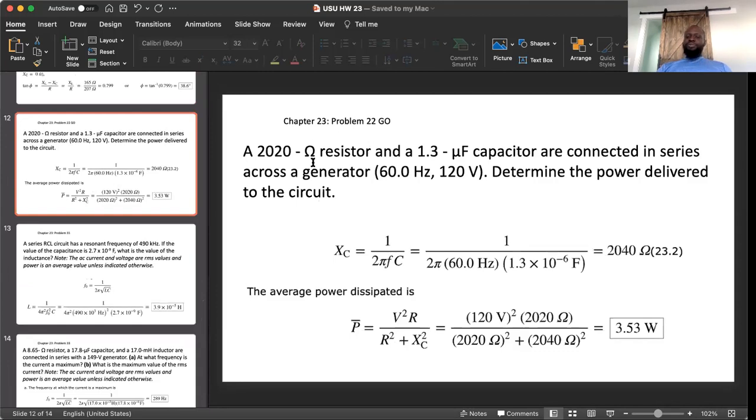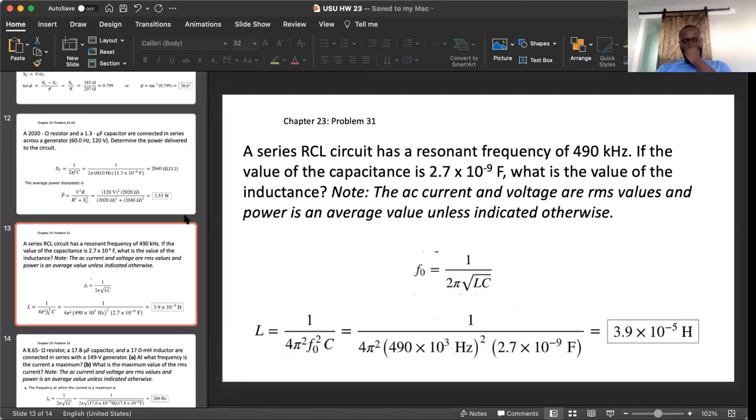Chapter 23, problem 22 says a 20 ohm resistor and a 1.3 microfarad capacitor are connected in series across the generator, determine the power delivered. So we're going to get XC first because we need that. It's 1 over 2 pi FC. And average power delivered in an RC circuit is V squared R over R squared plus XC squared. So we just put this here and we get the answer 110 watts for the average power.